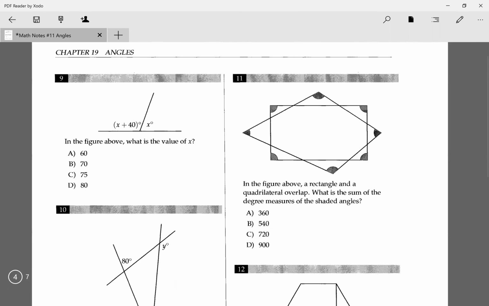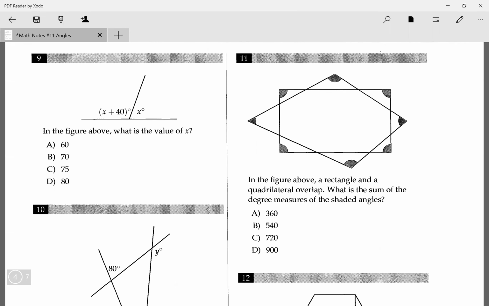The next one to go over is number 11. It's a very simple one. In the figure above, a rectangle and a quadrilateral overlap. What is the sum of the degree measures of the shaded regions? Here they're trying to trick you to make it seem like it's a complicated thing. Instead of saying, what do all the angles add up to, they're saying, what does the shaded region add up to? And they're saying that they overlap. That's all irrelevant. Basically, they want to know the sum of all the angles. And since there are two different shapes, both with 4 sides, it's going to be 360 plus 360, which is 720, which is why C is the right answer there.